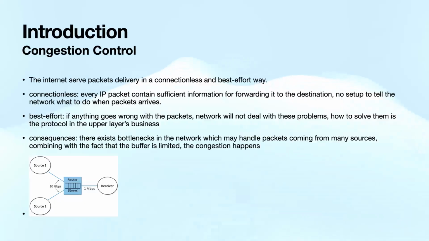First, let's see how congestion happens. The internet operates using a service model that is connectionless and best effort packet delivery. In accordance with the IP, this model is operated by switches and routers. The connectionless implies that each IP packet contains sufficient data and enables the network to route it to its intended destination without the need for a pre-set up process for packet handling.